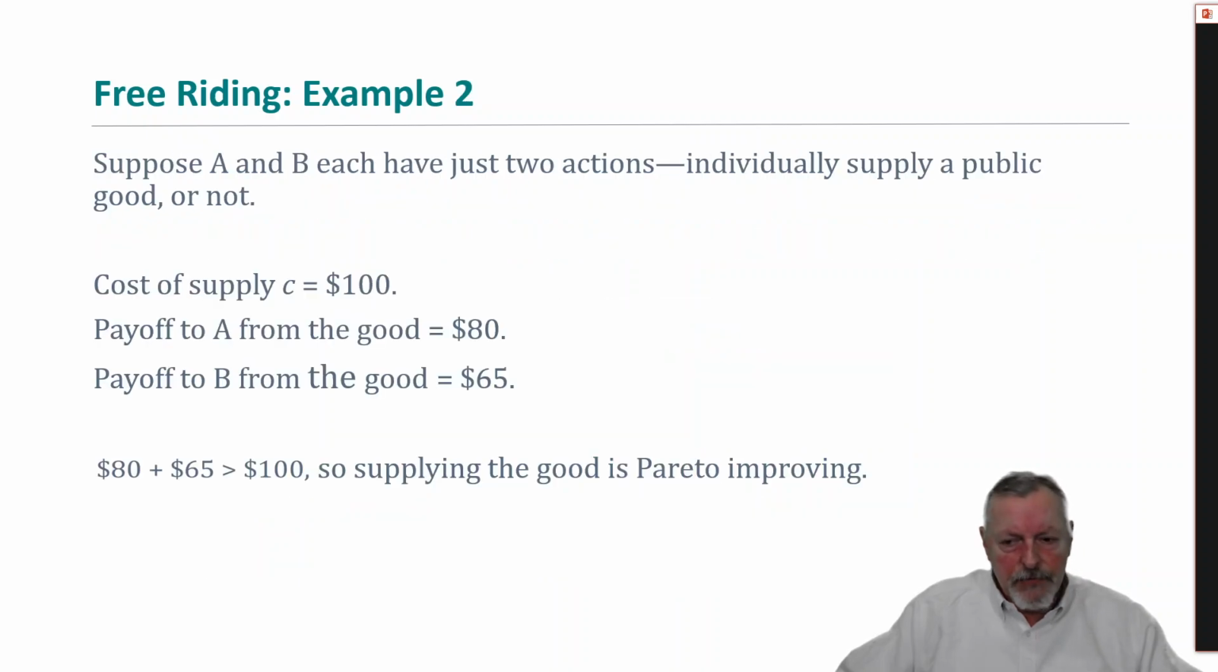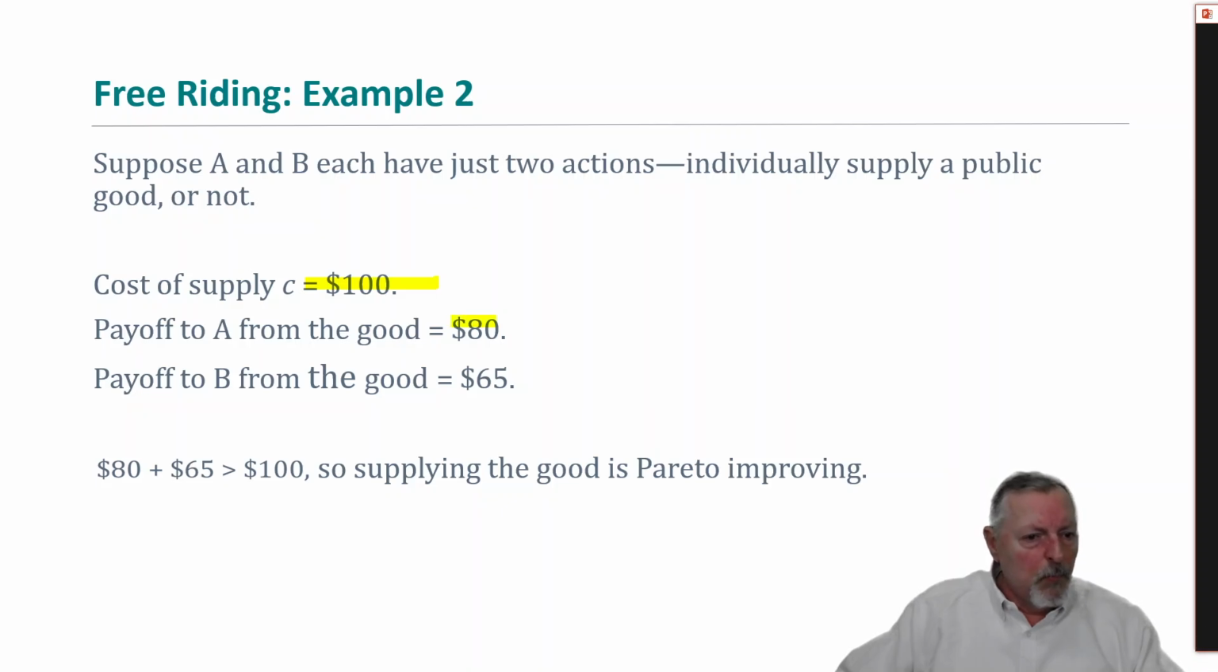Now, here's a slightly different example. A and B. Let's say the public good here is buying a window air conditioner for the apartment. Two air conditioners, no better than one. The air conditioner costs $100. They have different preferences this time. It's not symmetrical.